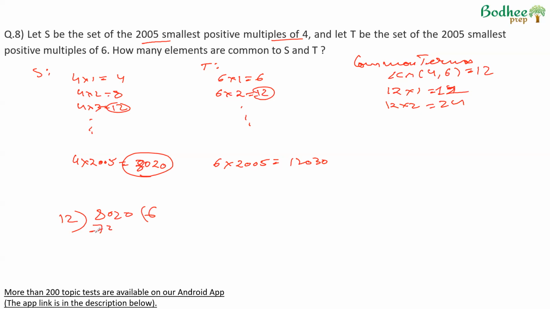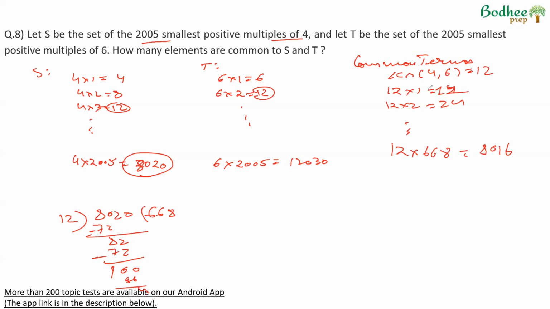12 sixes are 72, minus 82. 12 sixes are 72, minus 100. 8020. 12 eights are 96. So the division can happen 668 times. The smallest number is 12 into 1. The largest will be 12 into 668, which will be 8016, 4 short of 8020.